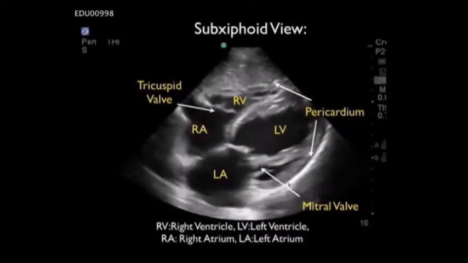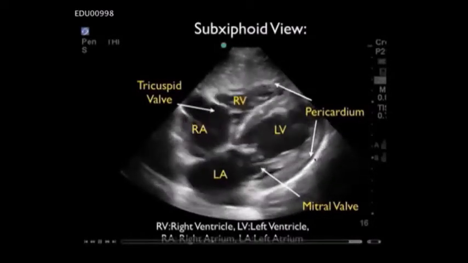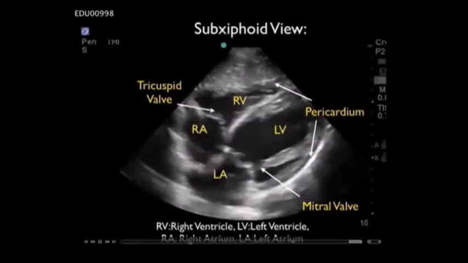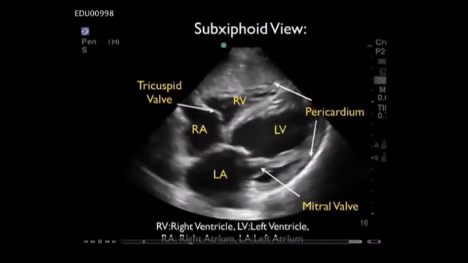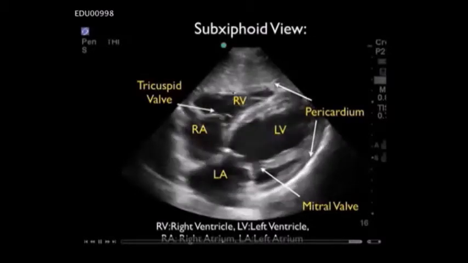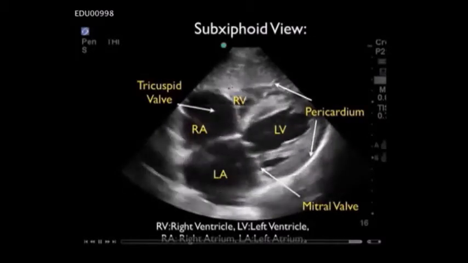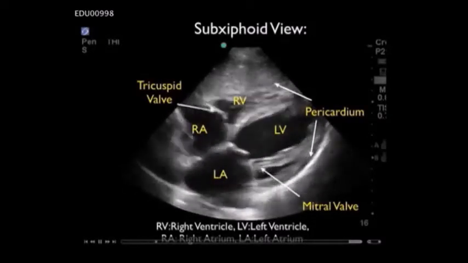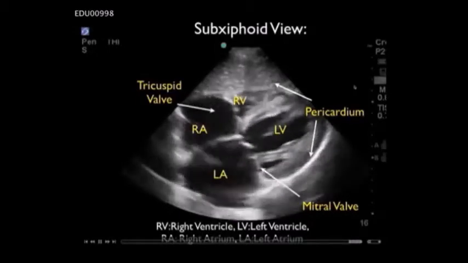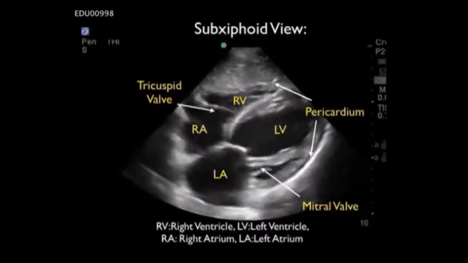Now with the small indicator arrow, I'm tracing the posterior pericardial reflection around the heart, and there's the anterior pericardial reflection. We can call these also near field and far field pericardial reflections as well. But notice here that there's no fluid within the pericardial sac.